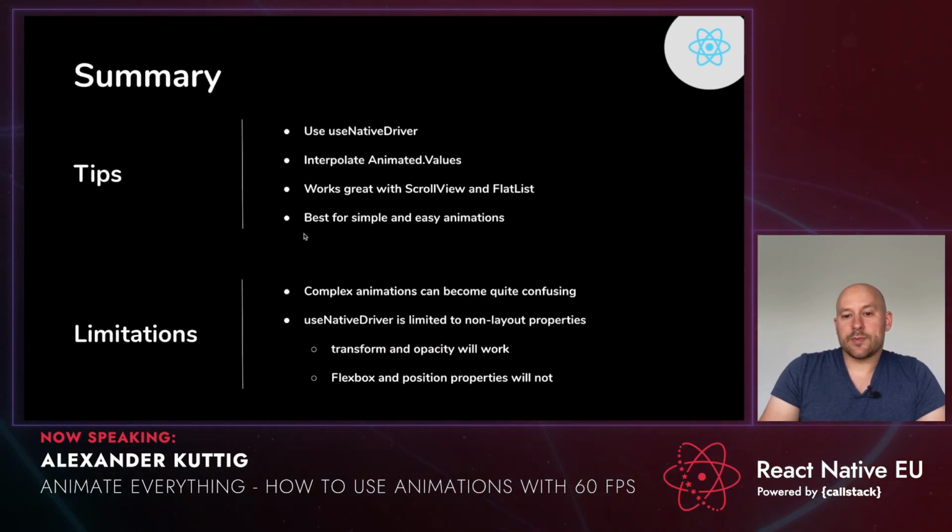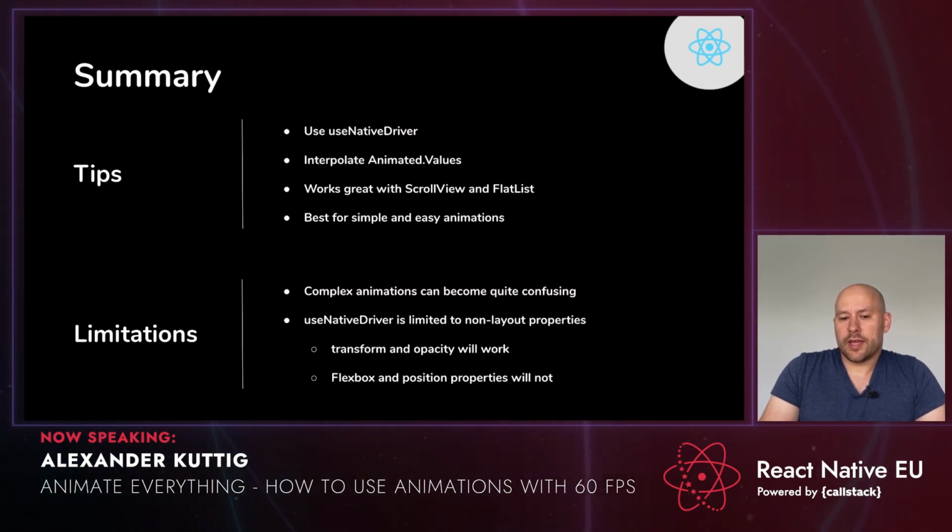So, summary for Animated. Basically, my tip is to use useNativeDriver. I would recommend not to use the Animated API without useNativeDriver. Basically, it's just interpolating animated values. It works great with scroll view and flat list because then it's easy to couple the scroll value to some animated value and then interpolate it. And it's best for simple and easy animations.